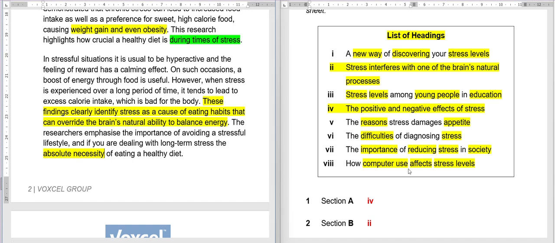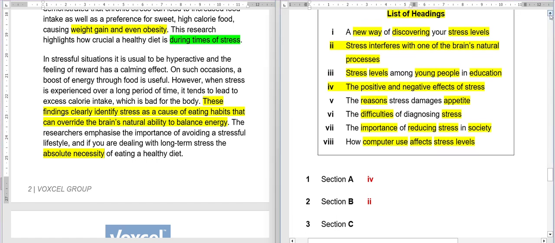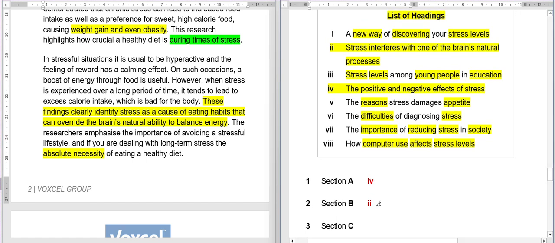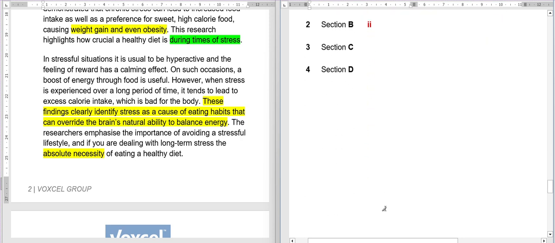Okay, so now you will have around 5 seconds. Tell me whether you want to change your answer of section B, question number 2, from any other answer apart from 2 or not. And your time starts now. Okay, time's up. And we will not change our answer because here it is also saying that stress is overriding brain's natural ability. So it is interfering with brain's natural process. So our option number 2 is confirmed for this particular section.